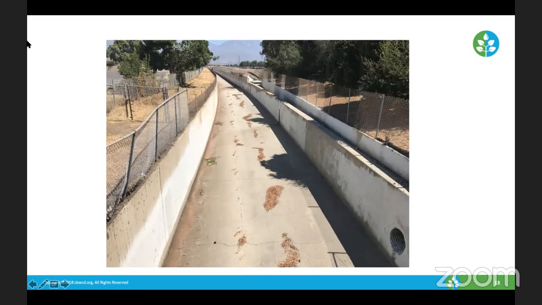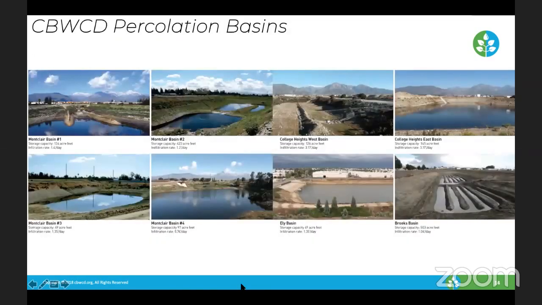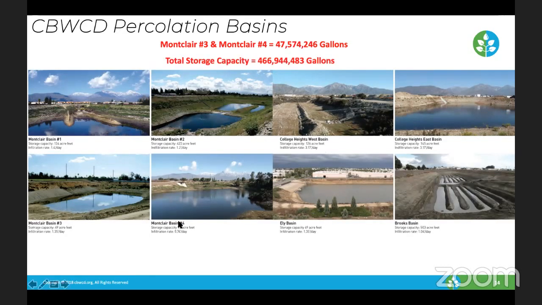But what we do here at Chino Basin Water Conservation District is we own 8 basins, and these basins actually trap that water. We get runoff from the urban runoff, and then we also capture just rainwater. These are the basins that we have. Just with 2 of our basins that are located right next to our facility, we can hold a little over 47 million gallons if they reach their capacity. The total capacity of our 8 basins is almost 500 million gallons of water that are able to be stored and put into the aquifer.